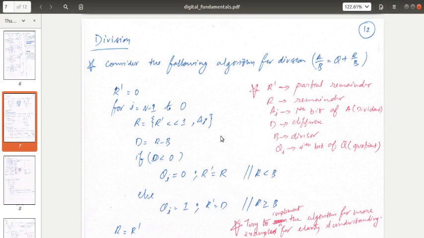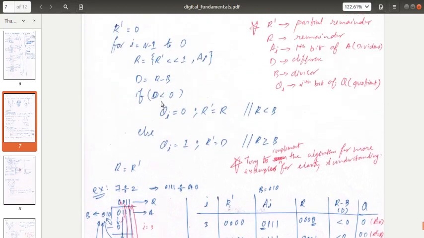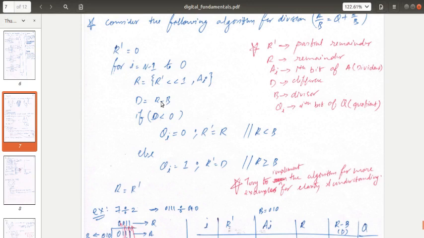Okay, let's move on to division now. Considering division, any division of two numbers A by B gives a quotient plus a remainder. So A is the dividend, B is the divisor, Q is the quotient, and R is the remainder. Here also we are going to implement the simple long division method which you learned in school. We are just formalizing it into an algorithm so that it can be implemented in hardware and other computational purposes, right?